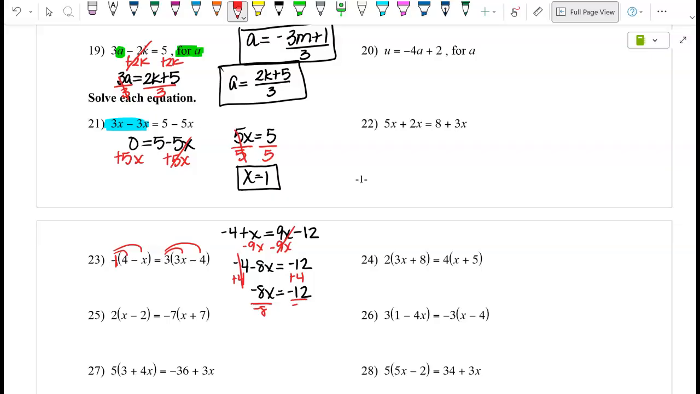Divide by negative 8. So what do we get for x? Now, if they don't ask us to round it to a decimal, we should be leaving this as a fraction.